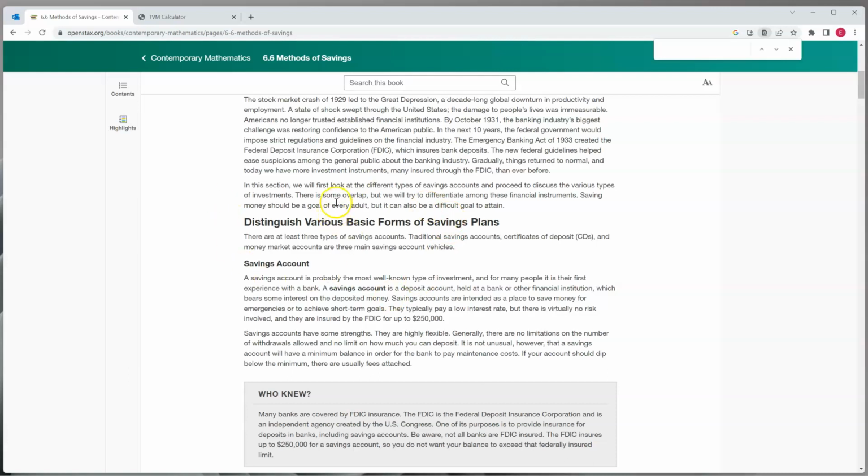But there are various basic forms of savings plans. There's a traditional savings account. This is considered a deposit account. Money is going into the account. That is your money. Typically, it is secured by what's called the FDIC, the Federal Deposit Insurance Corporation.